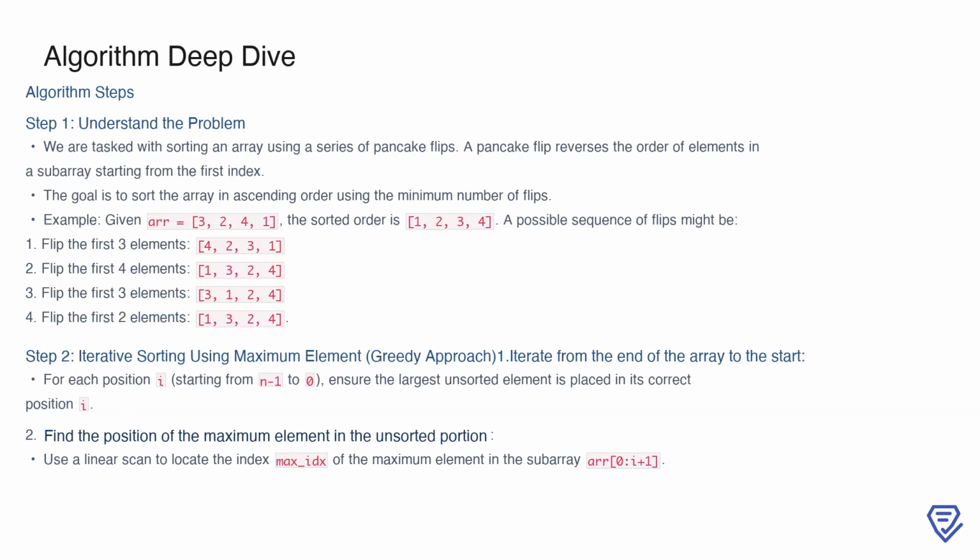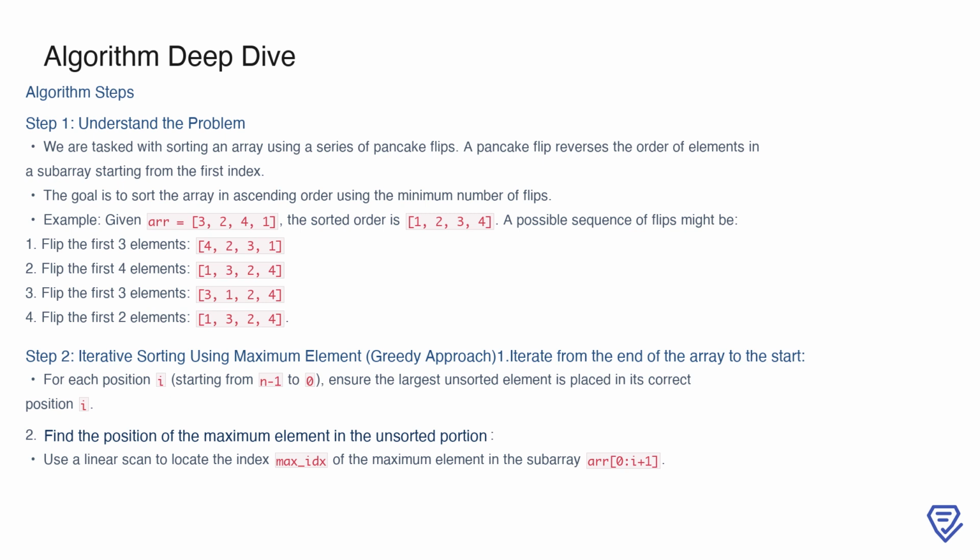To begin with, the problem asks us to sort an array using a unique operation called a pancake flip. A pancake flip reverses the order of elements in a subarray, starting from the first index. The challenge is to sort the array in ascending order using the minimum number of flips. For example, if we are given the array 3, 2, 4, 1, the sorted order should be 1, 2, 3, 4.